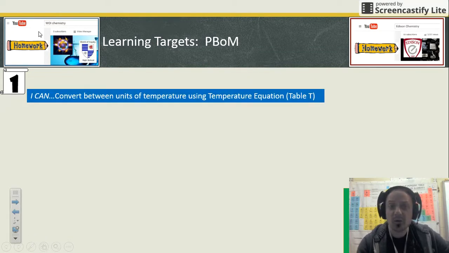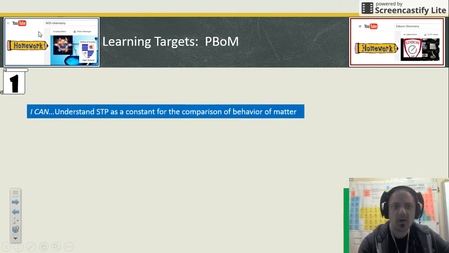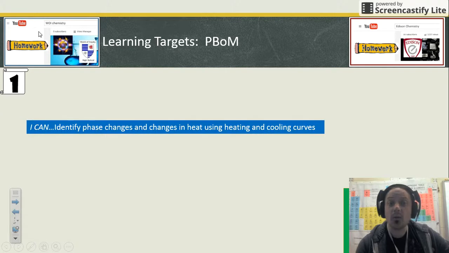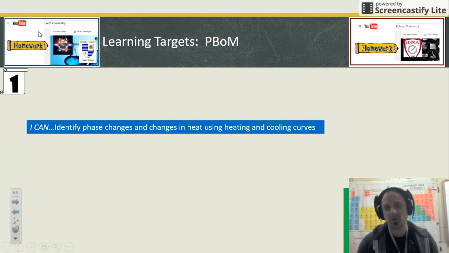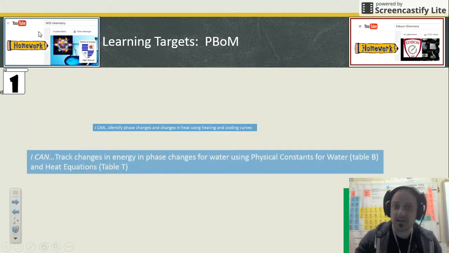You want to be able to convert between units of temperature using a reference table, Table T. It's a very easy equation. Convert Celsius to Kelvin, Kelvin to Celsius. That's one of the objectives here. Understand what STP is and why we need it as a constant of measurement for comparing the behavior of matter. You want to be able to identify phase changes and changes in amounts of heat using heating and cooling curves, an object that we will learn how to draw and label. So you can do those things, measuring changes in heat and the changes in phases.